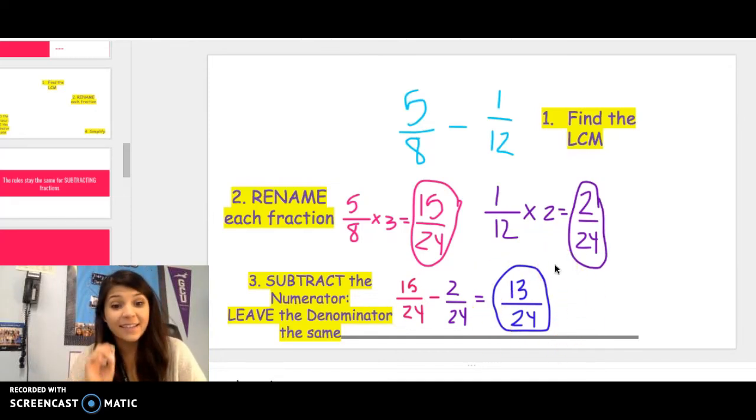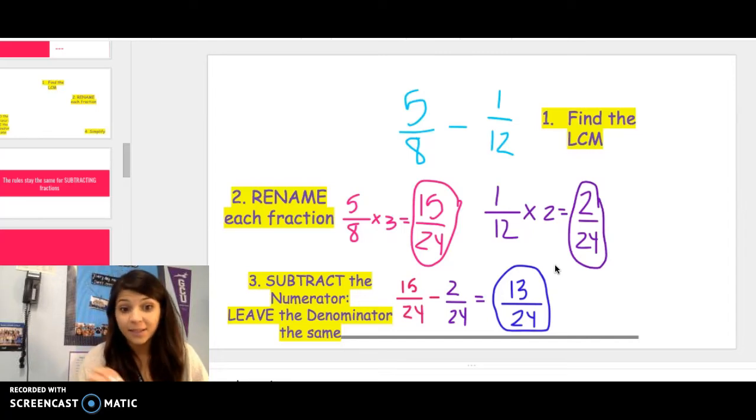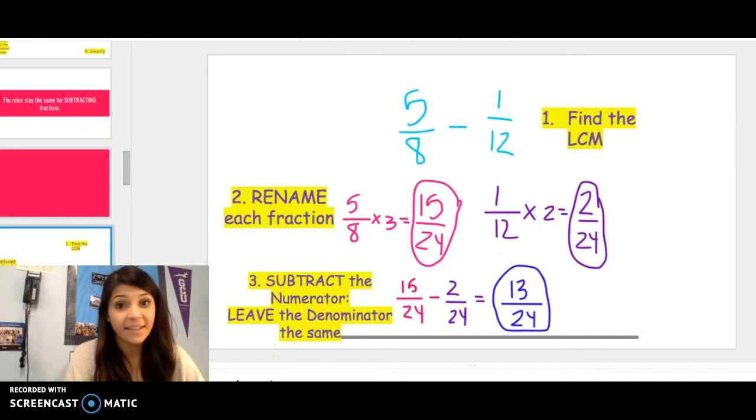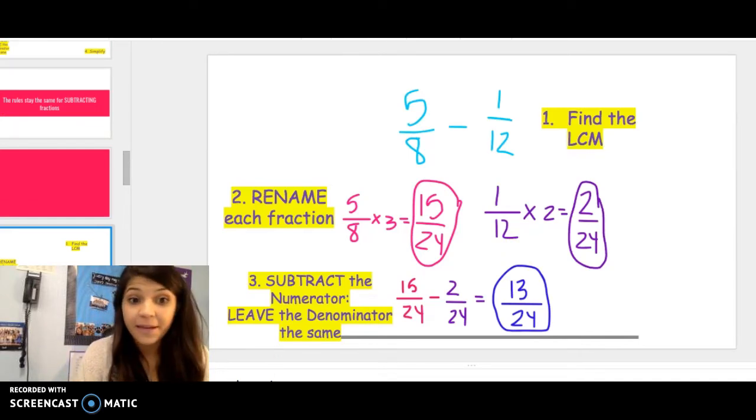So those are two examples of adding and subtracting fractions that we went over today in class. But then we went over something called mixed numbers, adding and subtracting with mixed numbers.